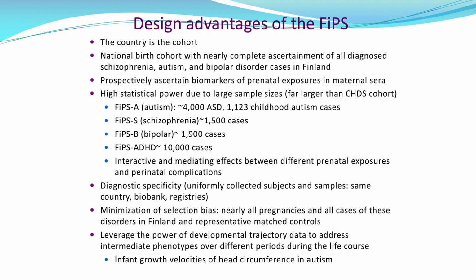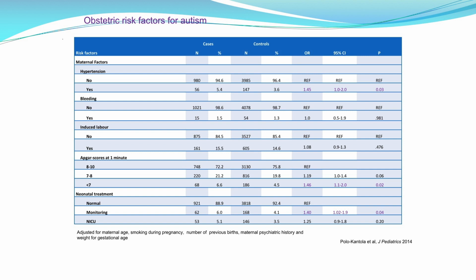So we started looking at just some of the basic risk factors that have already been identified. And at the time, not many had been when we first studied these, but people here have found these associations as well in cohorts that they study. So we found that hypertension was associated with risk of autism, also APGAR score less than 7, and monitoring in the NICU, so neonatal treatment.